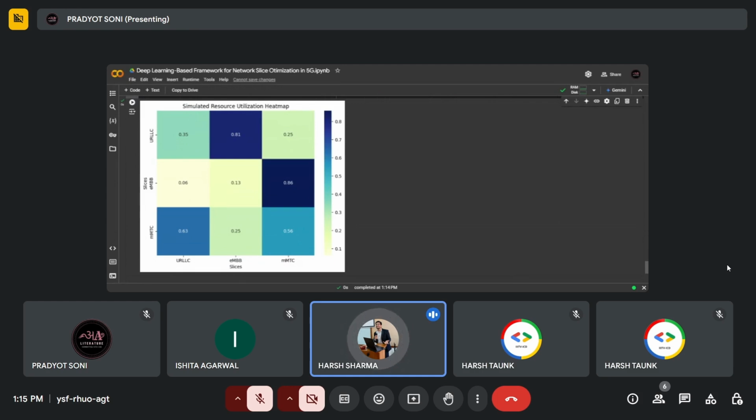The key observations from this heat map are that the URLLC slice has a relatively low utilization of 0.35, indicating it has adequate resources available. The EMBB slice has a medium utilization of 0.81, suggesting it is using a significant portion of the available resources. The MMTC slice has the highest utilization of 0.86, implying it is consuming a higher portion of the resources.